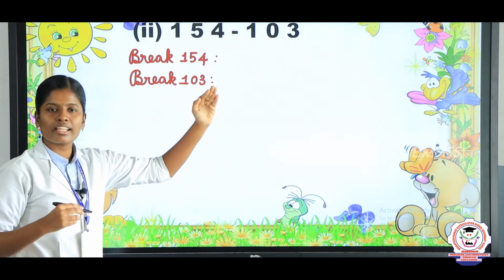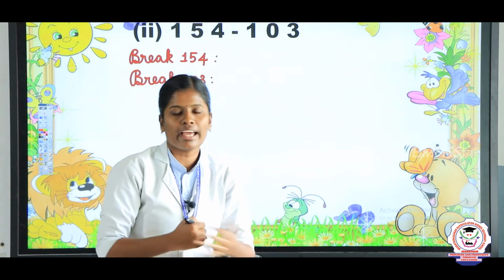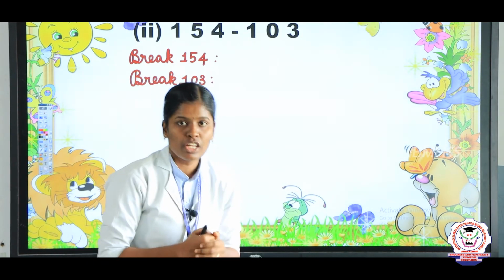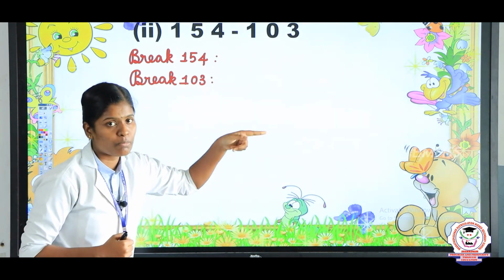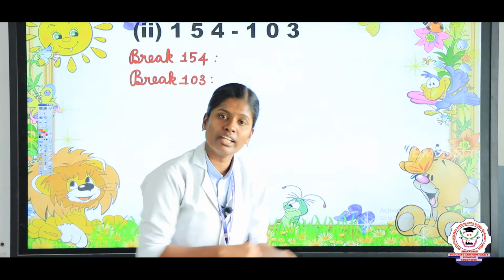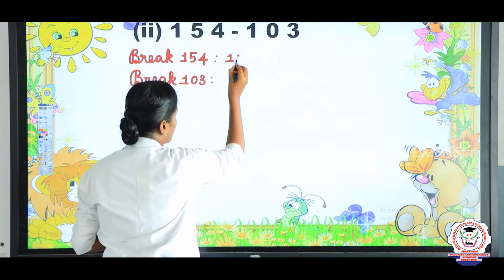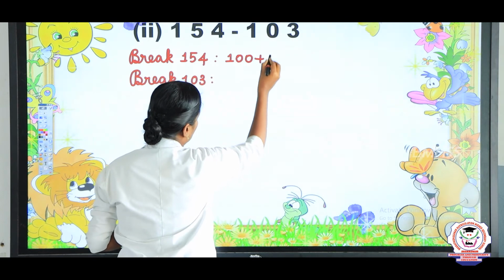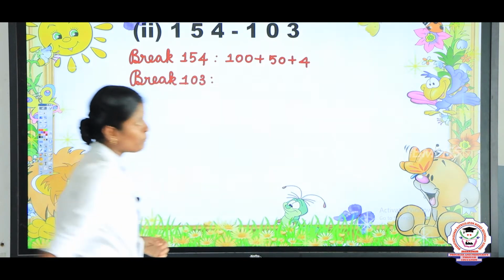So what is the answer? 154. Using the expanded form, we will break the number. Take 154. Here 4 is in the ones place, 5 in the tens place and 1 in the hundreds place. So write the answer 100 plus 50 plus 4.